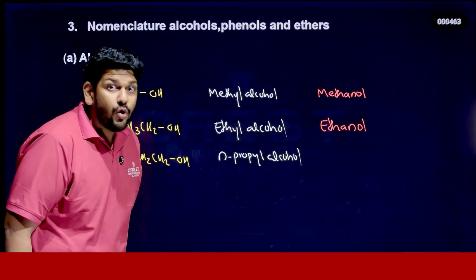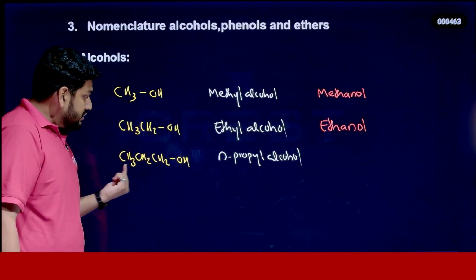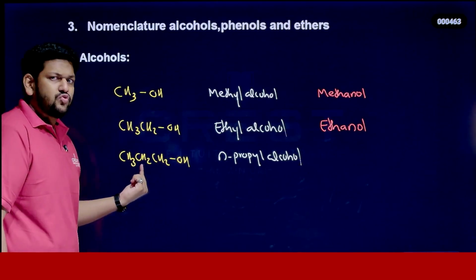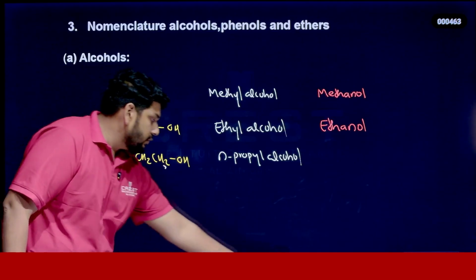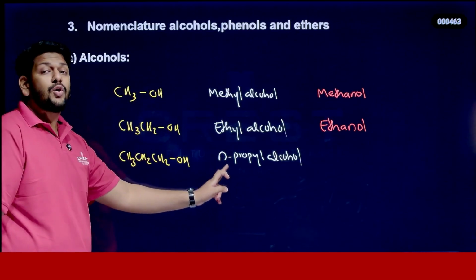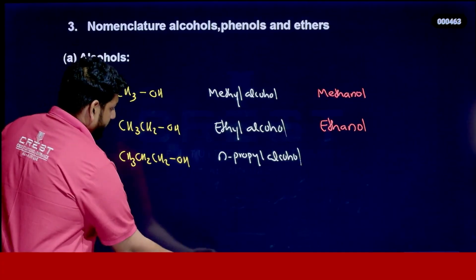What is N? N means normal. What's the meaning of normal? Look here, this carbon chain is straight, there are no branches. This is a straight one, so that's why we are using N, normal propyl alcohol. I can explain that with another example.